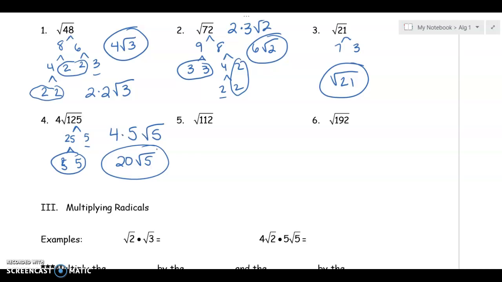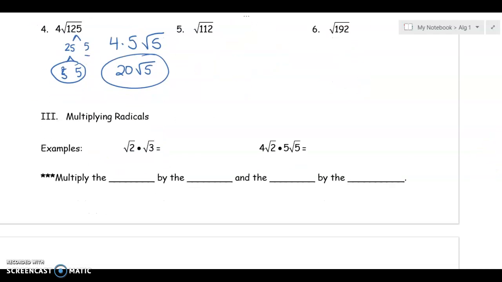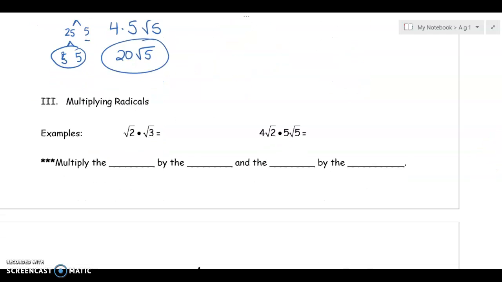All right, we're going to skip 5 and 6. We're going to move on to multiplying radicals. When you are multiplying radicals, what's going to happen is you're going to multiply the outside number. I'm just going to put the hashtag that means number. Multiply the outside number by the outside number, and the inside number by the inside number.